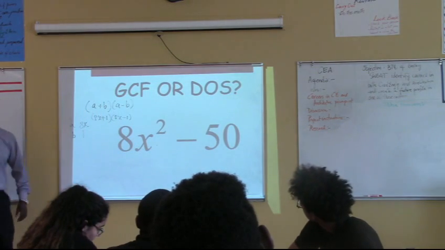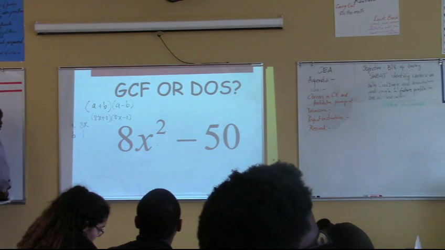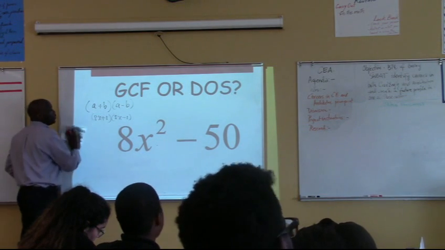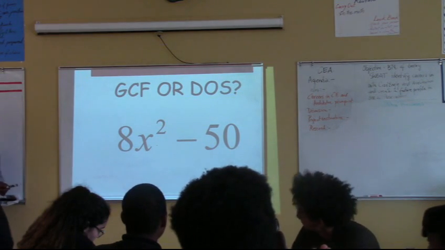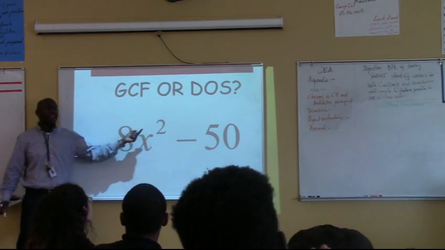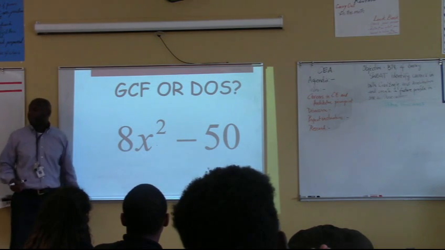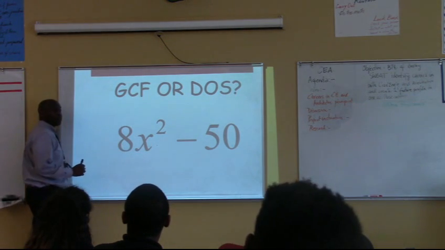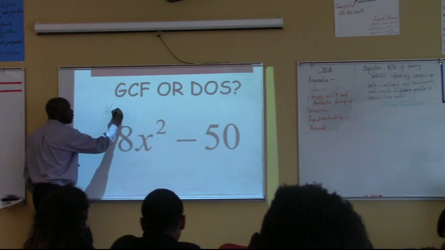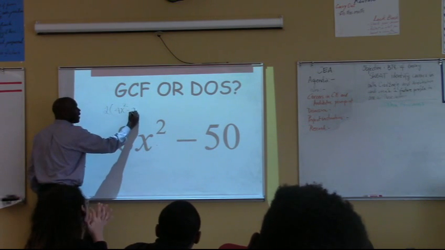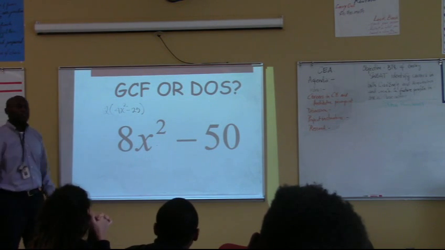All right. What about this one? We can do difference of squares, but not right now. Greatest common factor. So we do greatest common factor first, and then we do difference of squares. What's our greatest common factor between 8 and 50? 2. So the first thing we do is take 2 out. We end up with 4x squared minus 25, and then we can do our difference of squares.